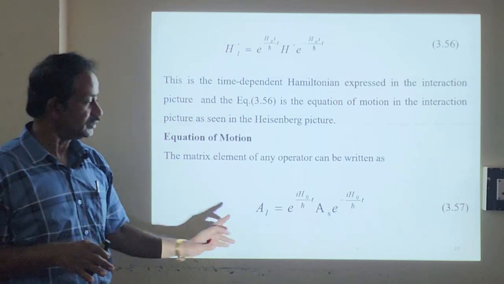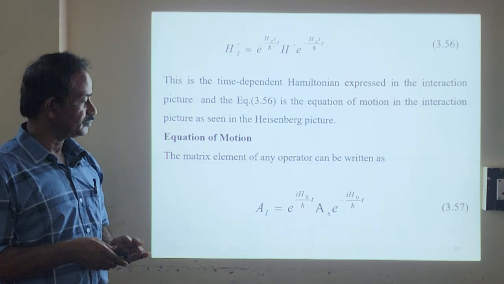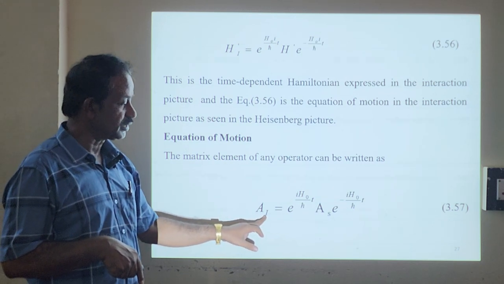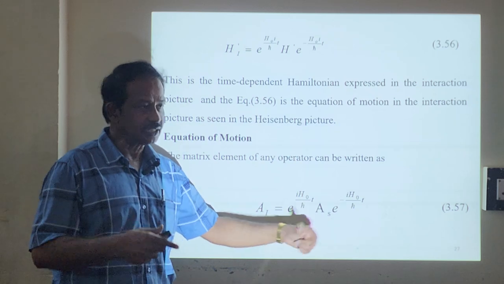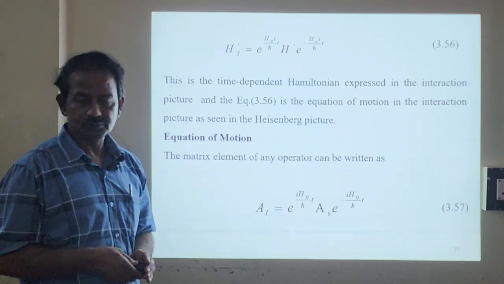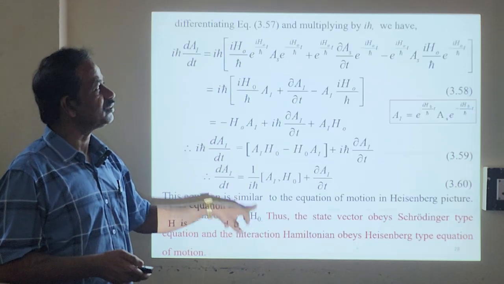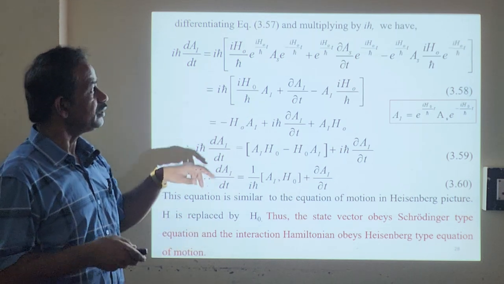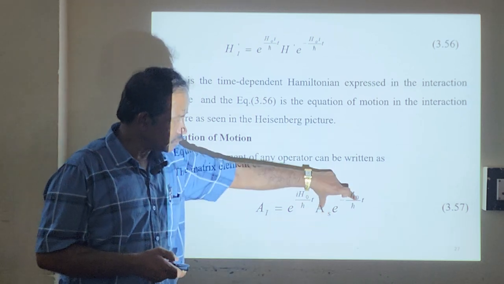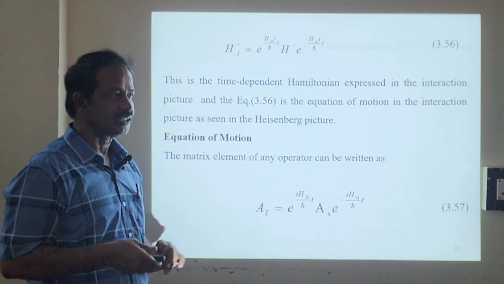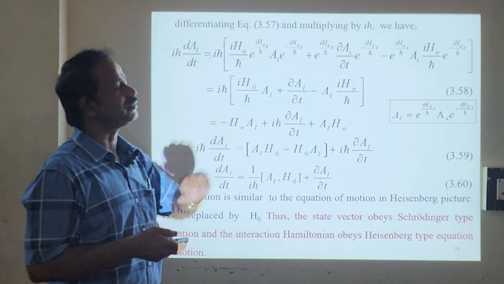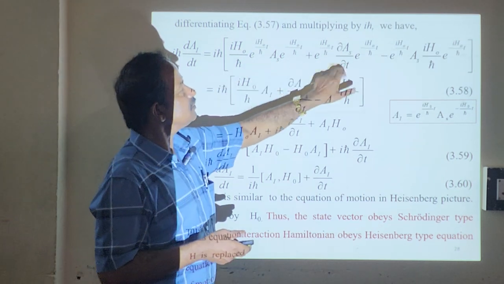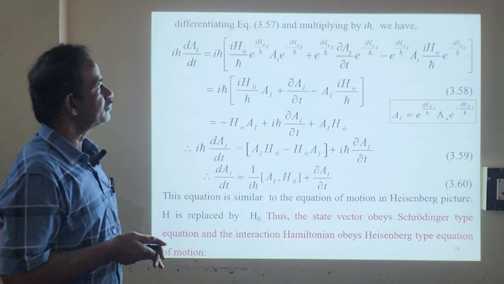Now we will go for the last section, which is nothing but the equation of motion. We know already the dynamical operator in the interaction picture can be written as Ai equals As sandwiched between u dagger and u. Now we are going to differentiate as usual, the same procedure, with respect to time t. We will keep these two as constant and differentiate the first term. We have differentiated this, keeping the two as constant. Similarly the other term. So we will get exactly three terms. Is it okay?